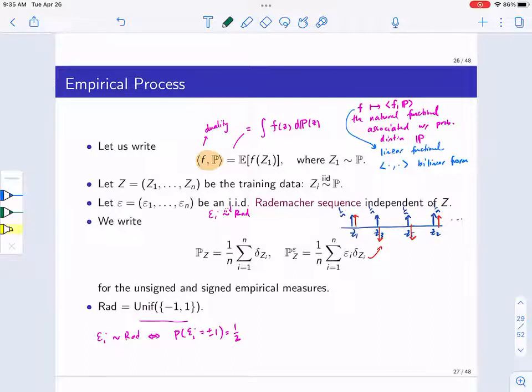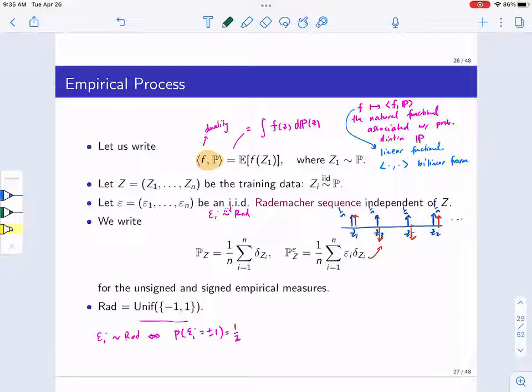So this is the empirical measure associated with a sequence of training data. And then we had an IID Rademacher sequence, independent of Z. And this is the corresponding Rademacher measure, where you put a sign at each location Z_i, a random sign. So epsilon_i is independent of Z_i.